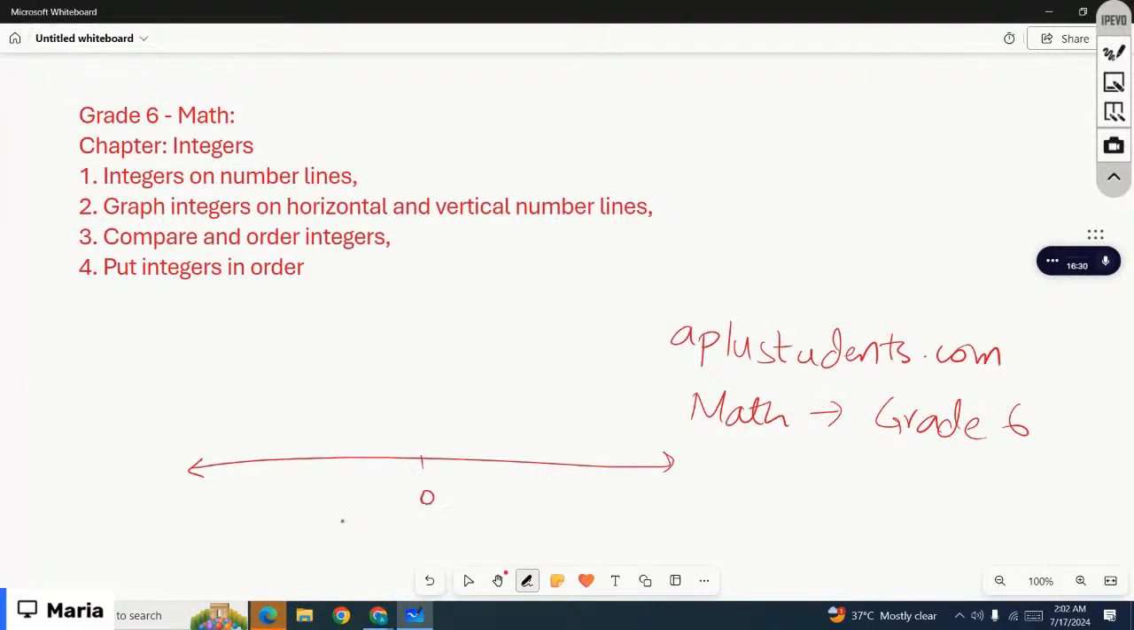So here is a number line. 0 is in the middle. On the right hand side of the 0, we have all the positive integers. You can write them with a positive sign or without a positive sign, that is the same. On the left hand side, you have all the negative integers, right?